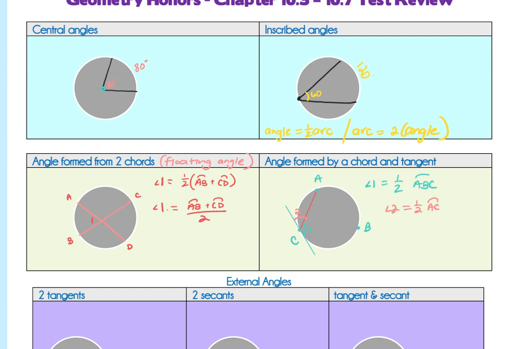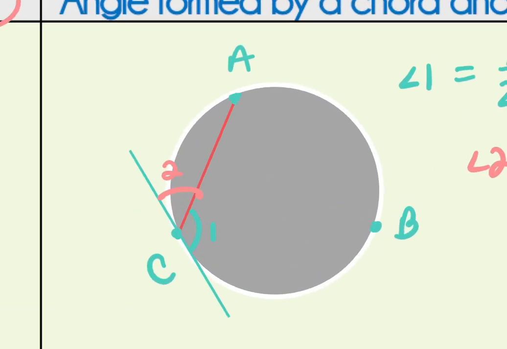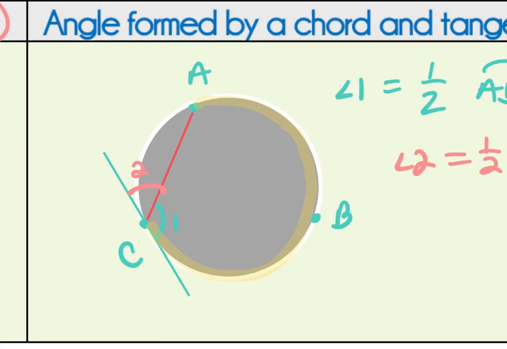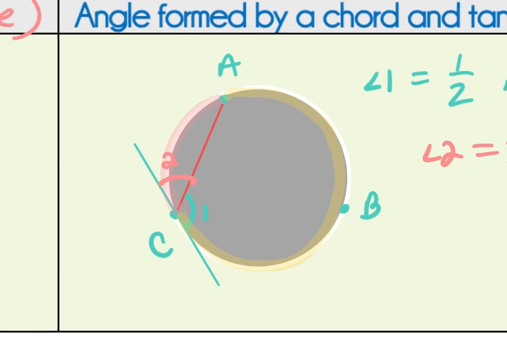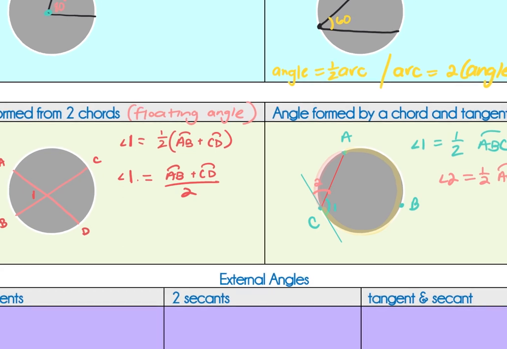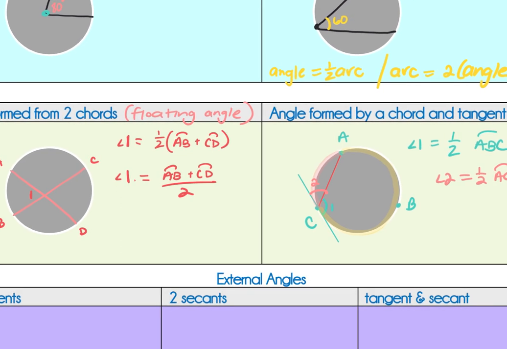Is what it intercepts. So angle 1 intercepts this arc. It would be 1/2 that measure. Angle 2 intercepts this arc. It would be 1/2 that measure. And what would be true about angle 1 and angle 2 combined? The angles would be 180. Good. The arcs would be 360.